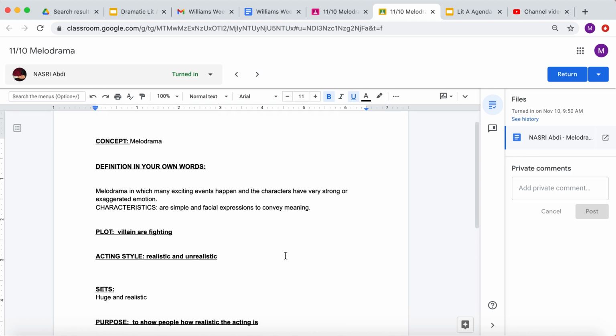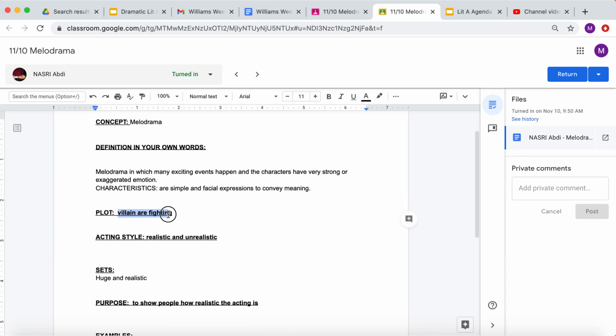on November 10th, and Nasri, if you're watching this, I'm going to use what your group did. And the definition that you all came up with is that melodrama is when many exciting events happen and the characters have very strong or exaggerated emotion. That's exactly what melodrama is. All of these exciting big things happen to them that usually wouldn't happen all to one person, but they do. And the characters are always really exaggerated in their emotions. The plot, the villain and the hero are usually fighting with each other.